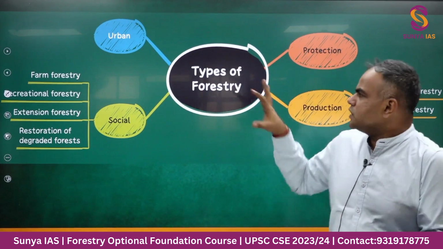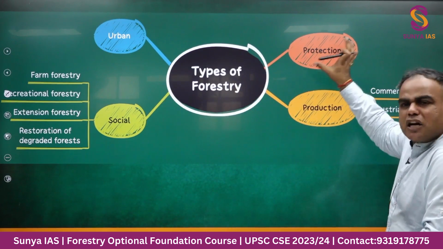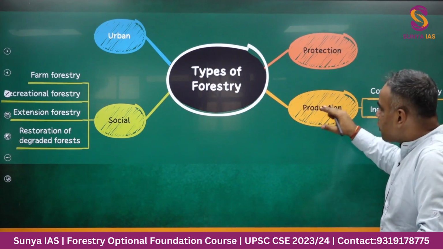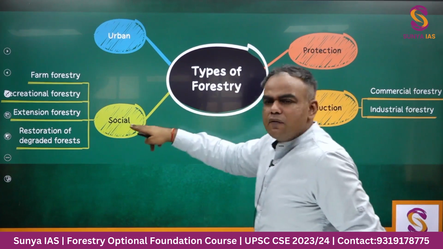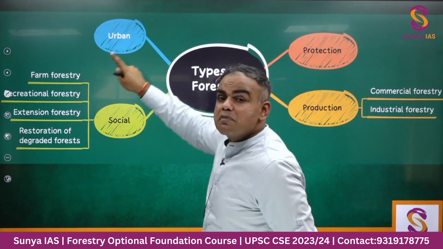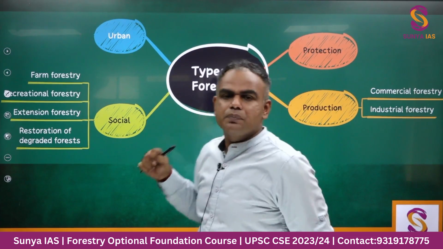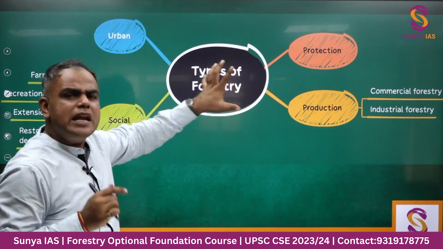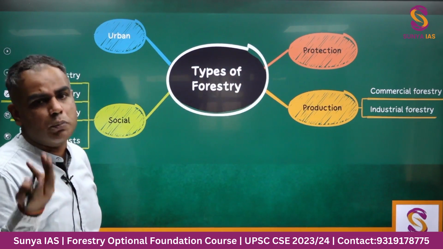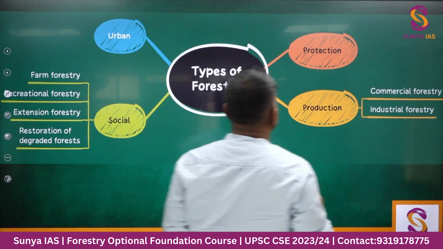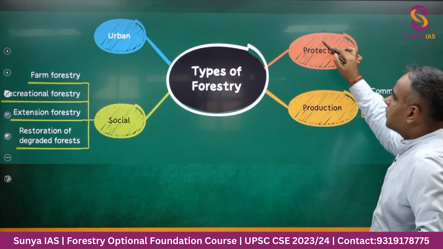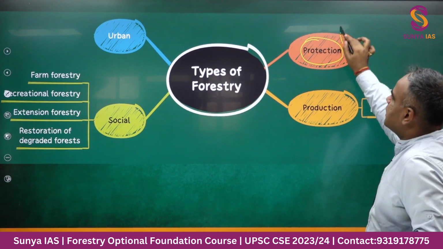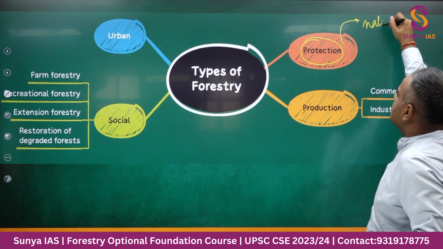Fine. So first of all, you have protection forestry, you have production forestry, similar names but you have a difference, social forestry and urban forestry. Okay, now these two, from the name itself you can think what is protection going to be. The protection forestry has the basic aim, okay, about conserving your natural resources.